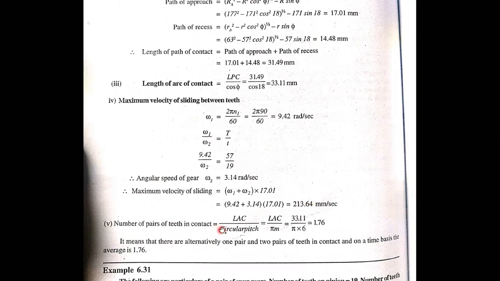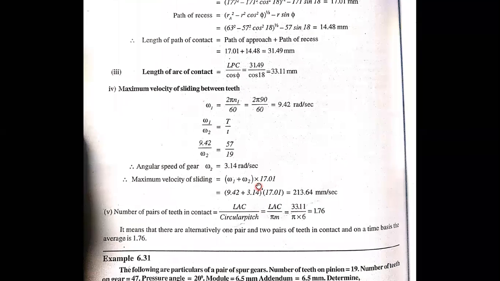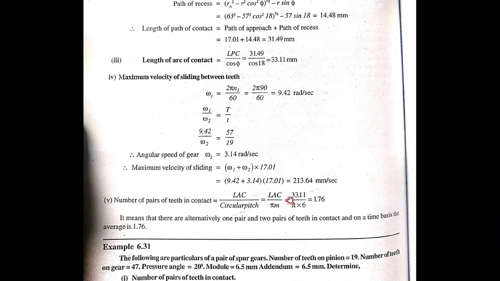And finally, number of pairs in contact, already you know that, that is length of arc of contact divided by circular pitch. Circular pitch formula is pi m. Length of arc of contact we already calculated. Then you will get 1.76. Approximately, next two pairs will be in contact, with the pinion as well as gear. So that's all about the problem.